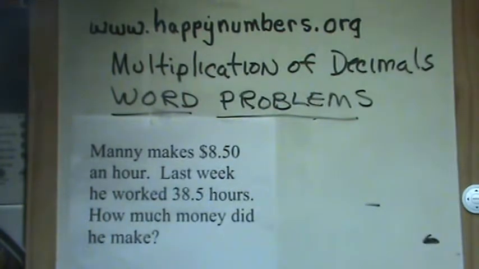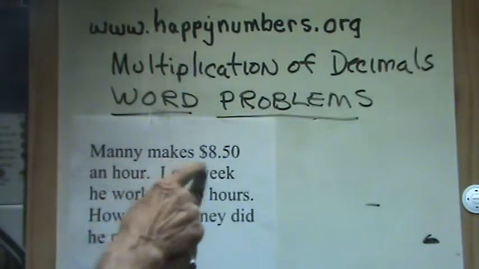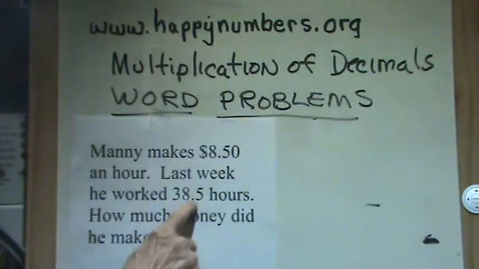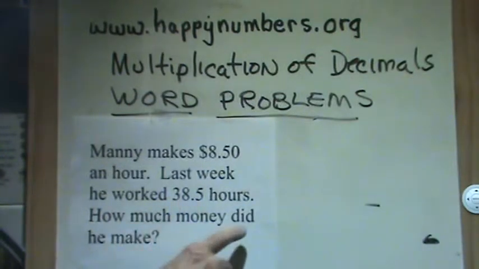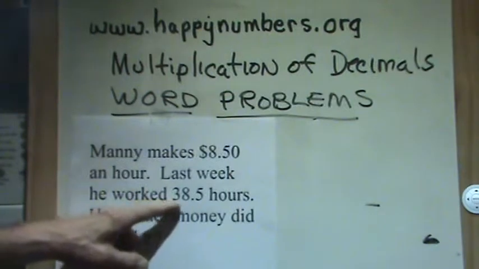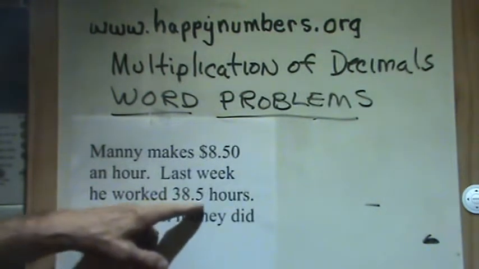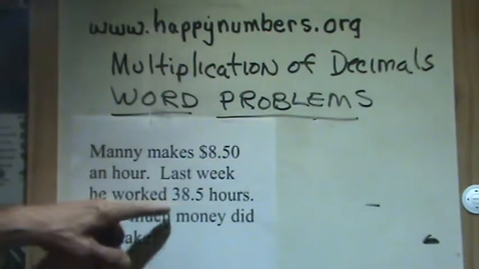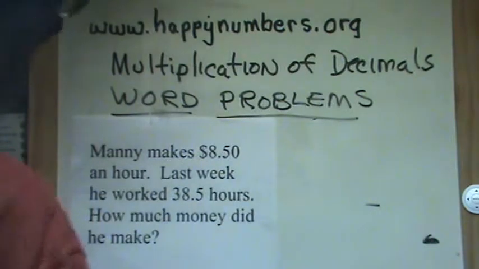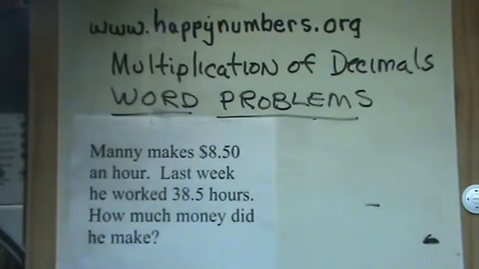All right, let's take a look at this problem. Manny makes $8.50 an hour. Last week he worked 38 5/10 hours. How much money did he make? Well, if he makes $8.50 an hour and he worked 38 5/10 hours, if we multiply $8.50 times the number of hours he worked, we'll find out how much money he made. And this is multiplication of decimals. So go ahead and put the video on pause. Work the problem, then turn it back on and we'll work it together.